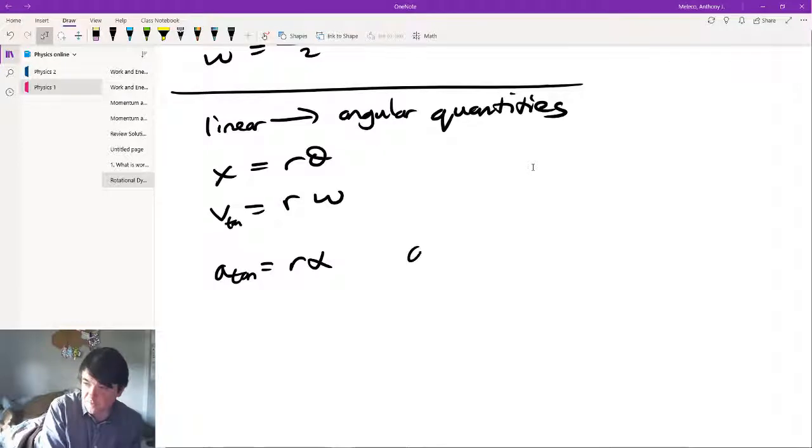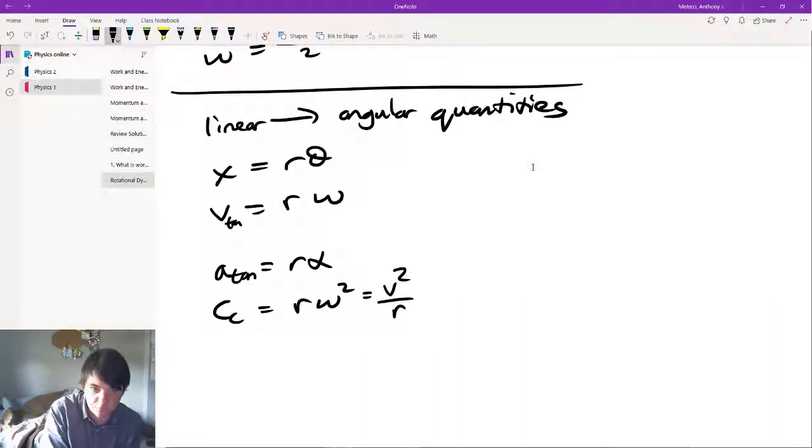We had a couple of things here. AC. Let's go ahead and write that. You can also rewrite omega here, actually, to get v squared over r.